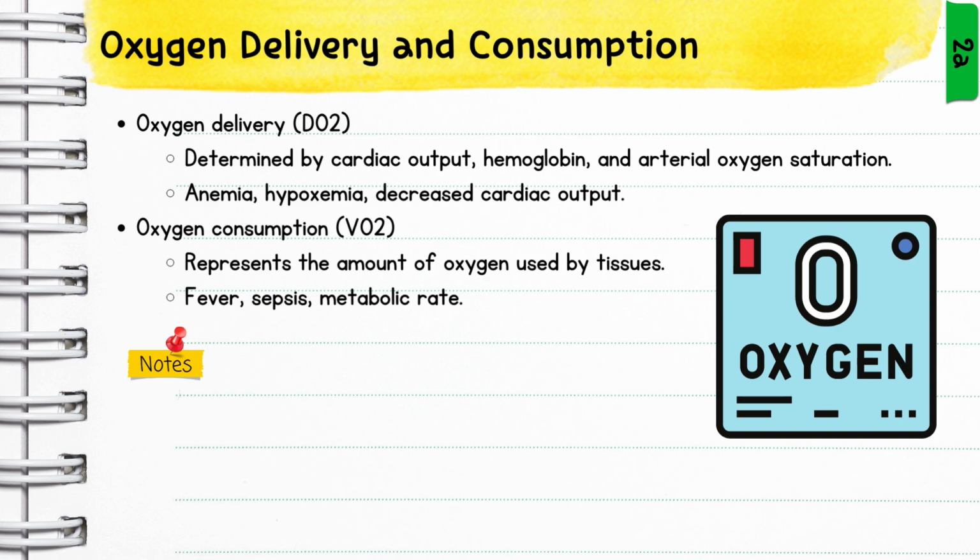Several factors affect DO2, the delivery, including anemia, because if the oxygen can't travel on the red blood cells, how is it going to get there? Also hypoxemia and decreased cardiac output. On the other hand, VO2 is influenced by things like fever, sepsis, and a patient's metabolic rate. It's more at the cellular level. Understanding these factors helps us better manage our patients, ensuring they receive enough oxygen to meet their metabolic demands.